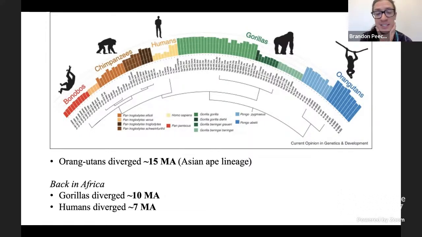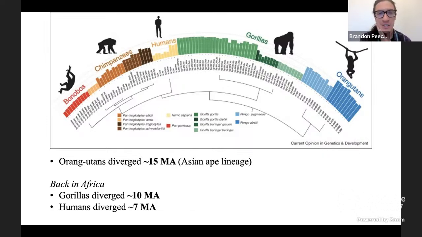And so those divergences there, orangutans diverging on their own for the last 15 million years, gorillas diverging on their own for the last 10 million years, and then us diverging from the chimps about 7 million years ago. Chimps and bonobos have only been split, I think, for like 2 million years from each other. So I just think it's really cool that we can know that.